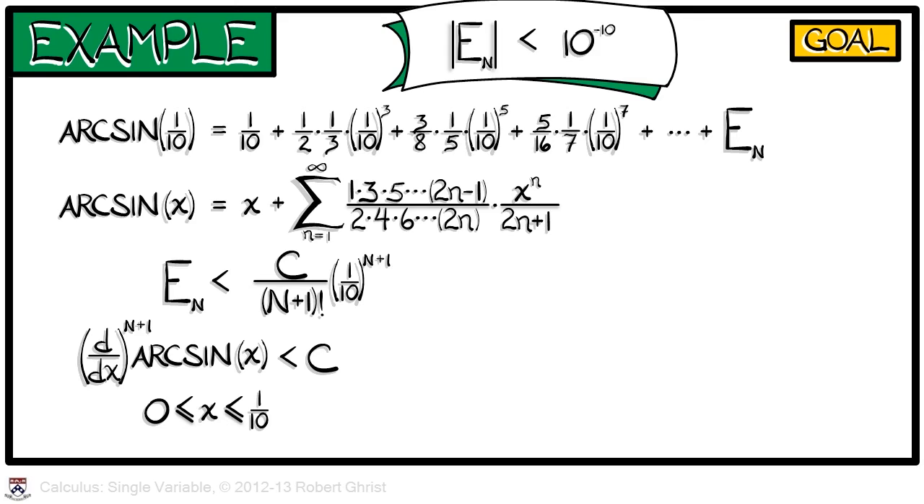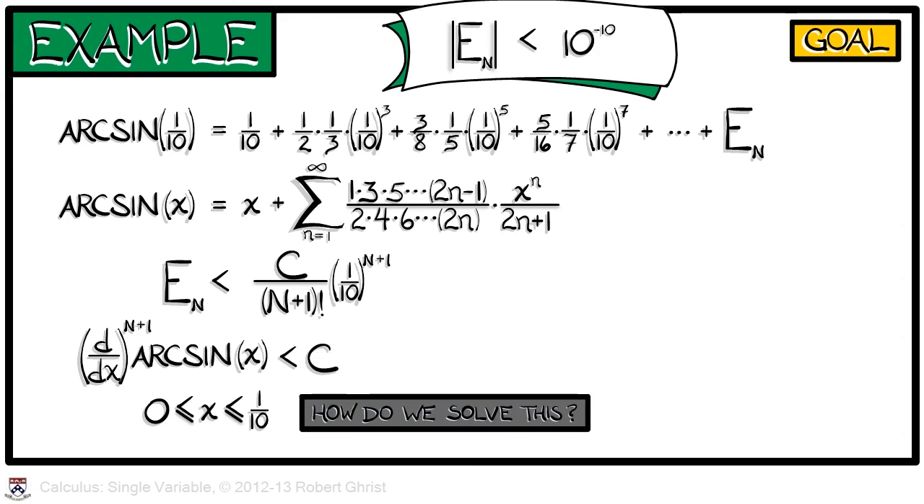Now, this constant c is the critical piece of information. It's an upper bound for the n plus first derivative of arcsine of x for all x between 0 and 1/10. Now, who remembers the formula for the n plus first derivative of arcsine of x? Anybody? I don't remember it either, and this is the difficult part of using the Taylor bound. You don't necessarily know a good bound for the n plus first derivative. How are we going to solve this?